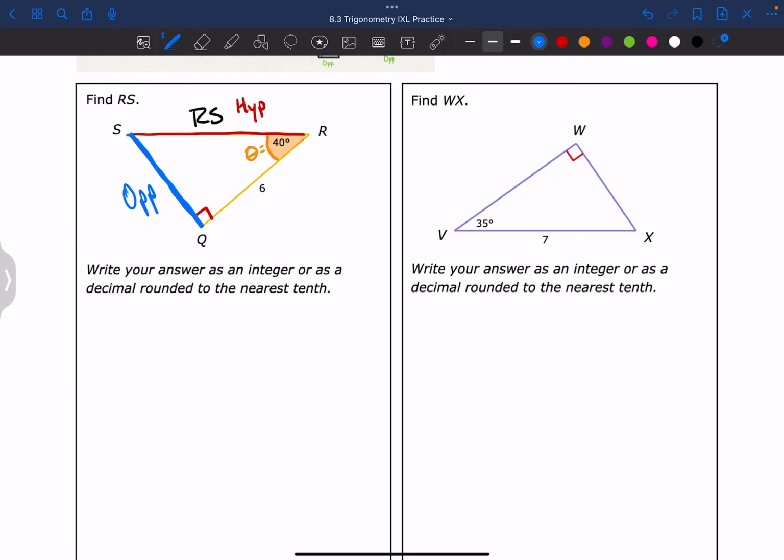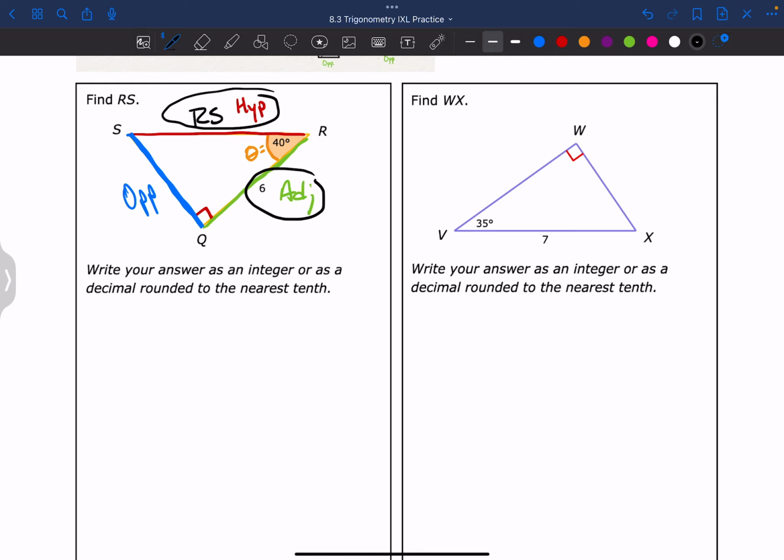And then the last one is going to be my adjacent side, the one side that is next to the angle. So this is my adjacent side. Okay, now that I've labeled, I just need to identify which given information is going to tell me which trig ratio I'm going to use. So I am given the adjacent side, 6. I'm given the angle 40, and what I'm looking for is RS.